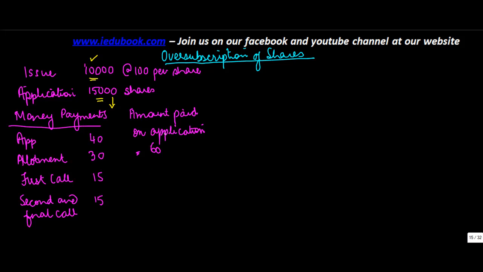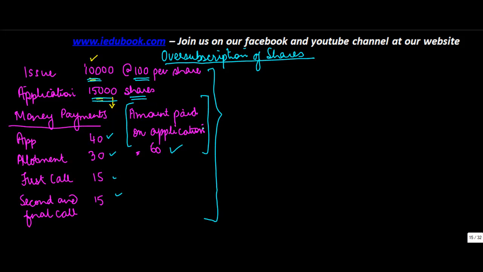Okay, let's see another case of oversubscription. So in the earlier one, case 1 that we saw, the oversubscribed portion was rejected by the directors. Just to revisit the facts once again, there was an issue of 10,000 shares at the rate of 100 per share. There were 15,000 applications received by the company, and the amount paid on application was rupees 60 per share. The amount due on application, allotment, first call and second call is mentioned here respectively.